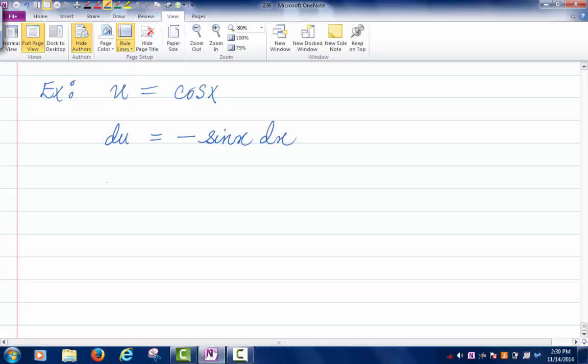And if I have u given by the function, let's say 4 times tangent of x, then the differential of u would be given by 4 times secant squared of x dx.